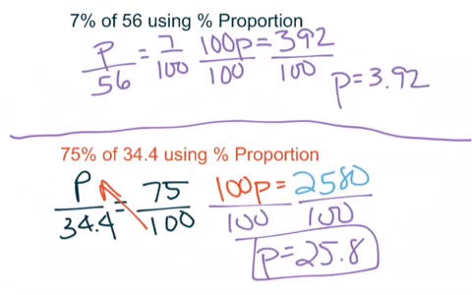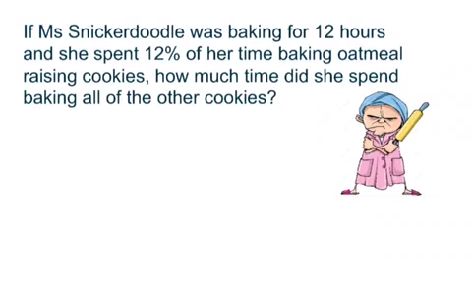Okay? Alrighty. Let's do this last one together, and then you're going to do a couple examples on your own. If Miss Snickerdoodle was baking for 12 hours and she spent 12% of her time baking oatmeal raisin cookies, how much time did she spend baking all of the other cookies? So, she cooked for 12 hours. Okay? We're going to set this up together, and then you're going to solve it on your own.